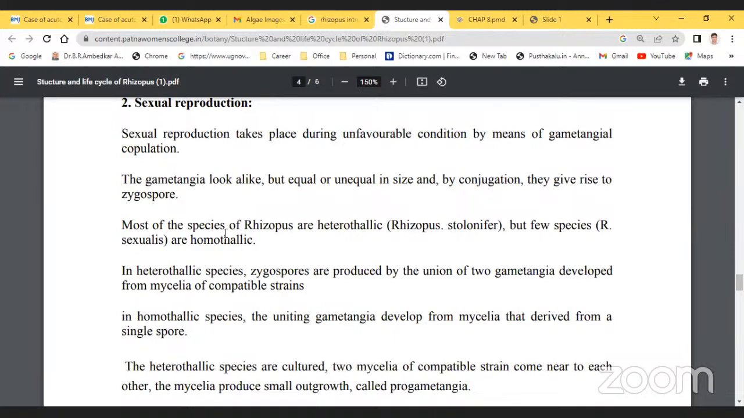Most of the species of Rhizopus are heterothallic, like Rhizopus stolonifera, but a few species like Rhizopus sexualis are homothallic. What is the meaning of heterothallic and homothallic? Just tell me. Yes, heterothallic. Anyone?